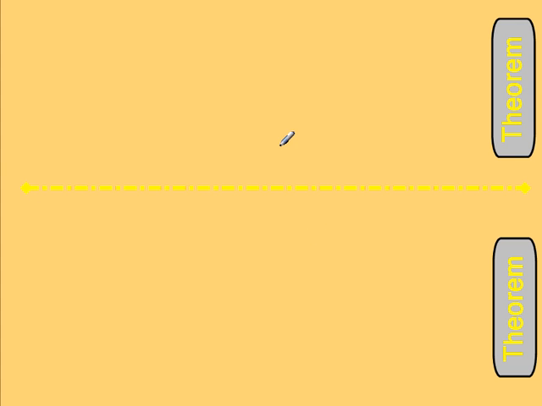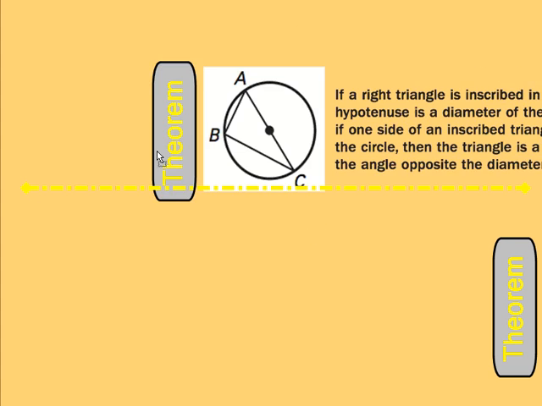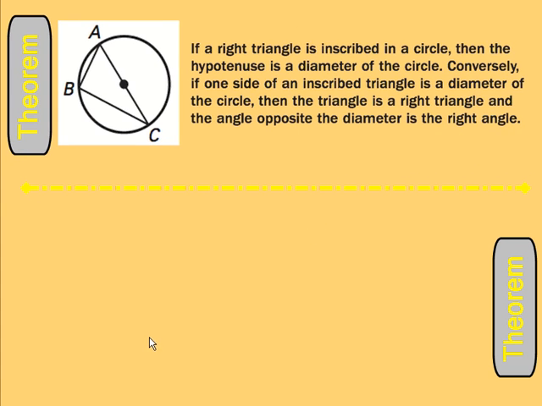We have a couple more theorems, and these have to do more so with inscribed polygons. The first one says that if you have a right triangle inscribed in the circle, then the hypotenuse is the diameter of the circle. Also, the converse is true. So if one side of an inscribed triangle is the diameter of the circle, then this is a right triangle.